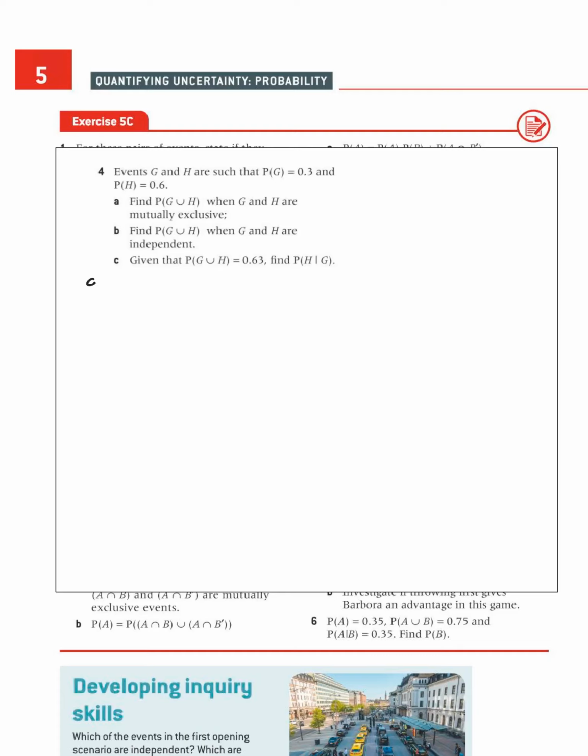Okay, for number A, when G and H are mutually exclusive, it means there's no intersection. So the union would just be the probability of G plus the probability of H. And that would be 0.3 plus 0.6, which equals 0.9.